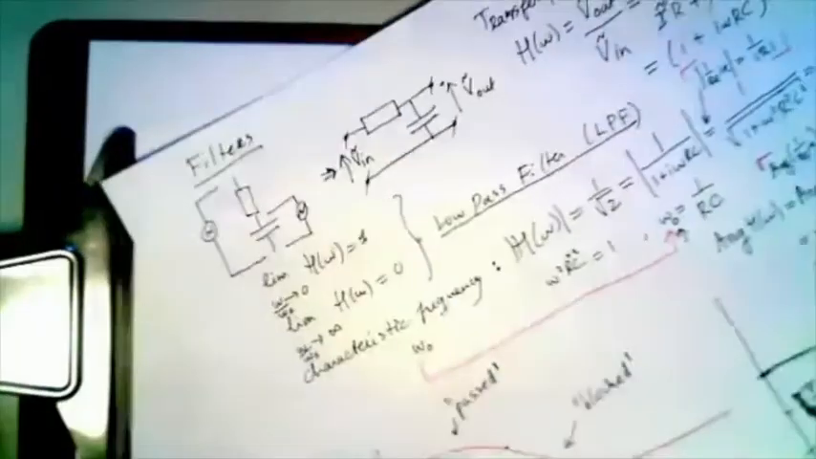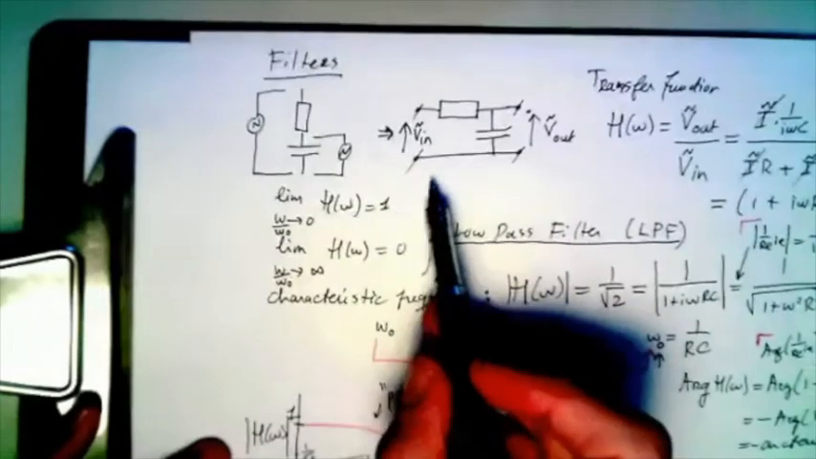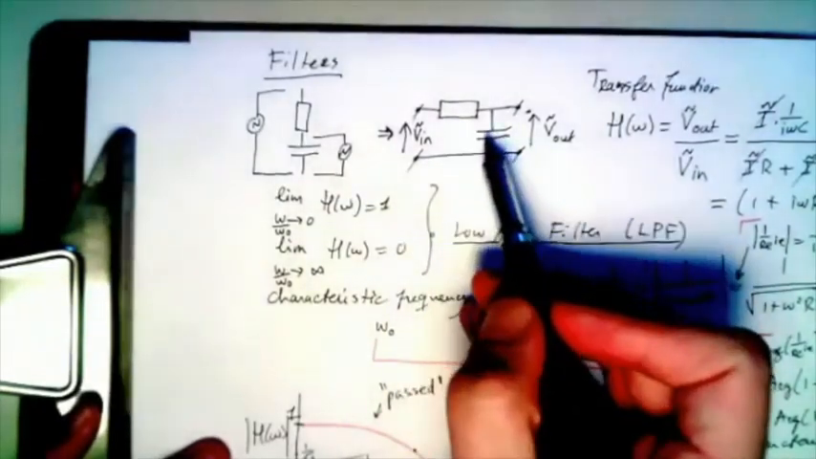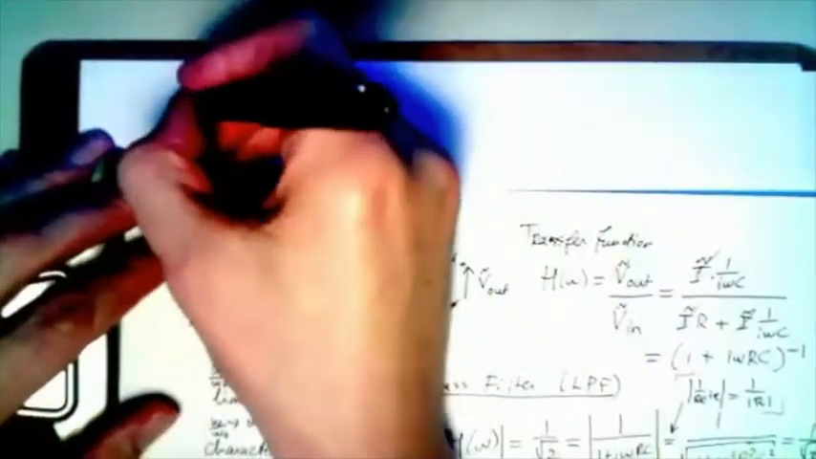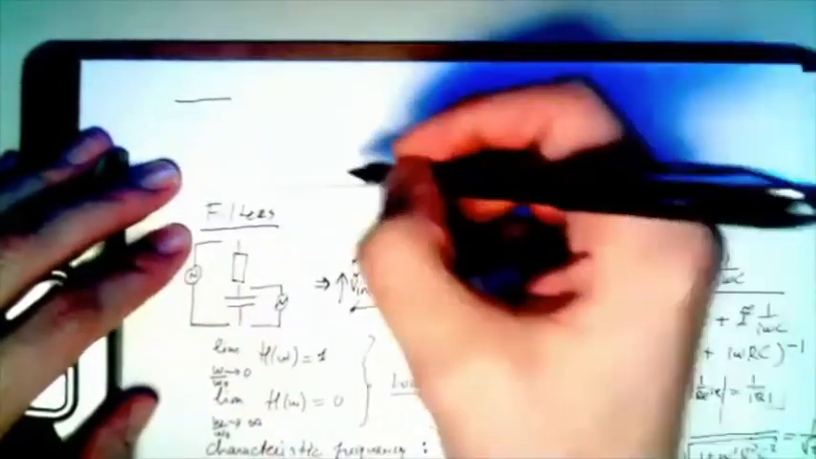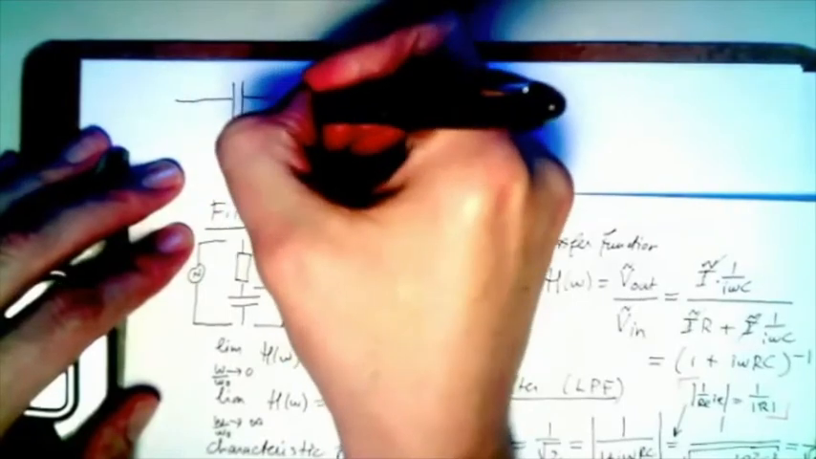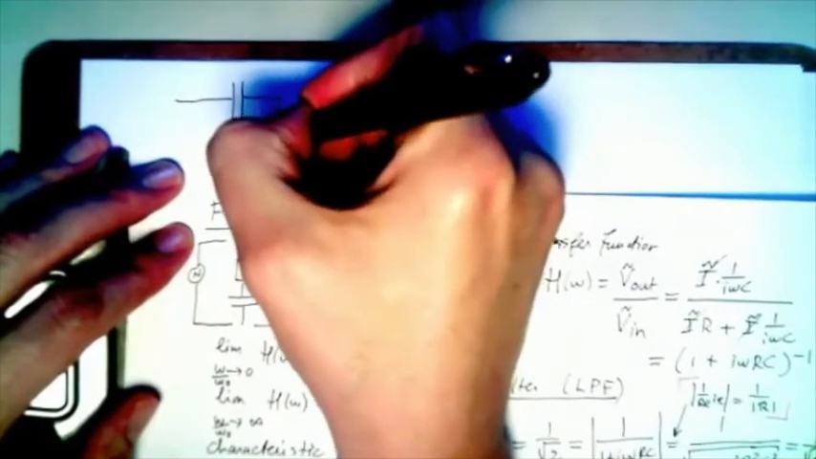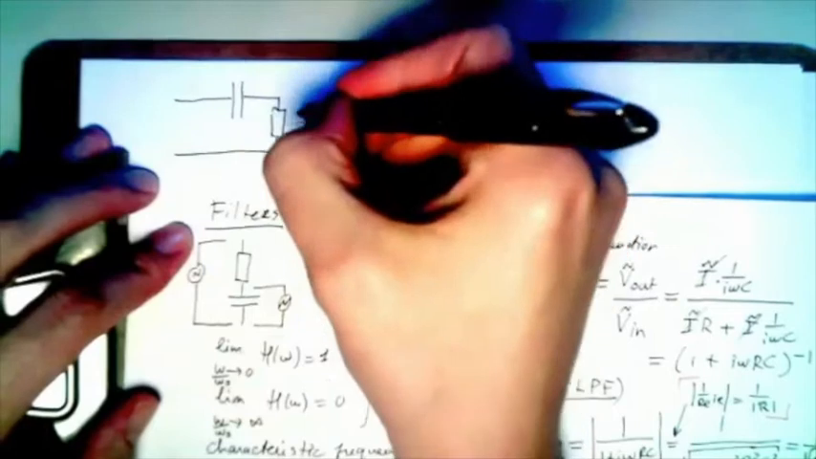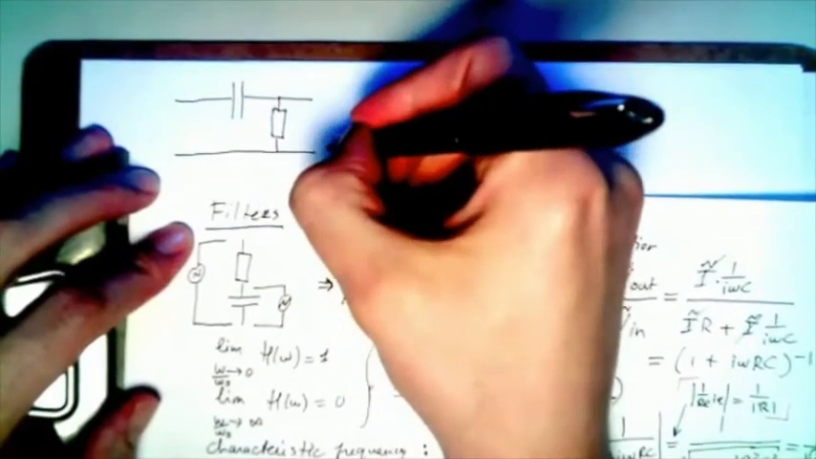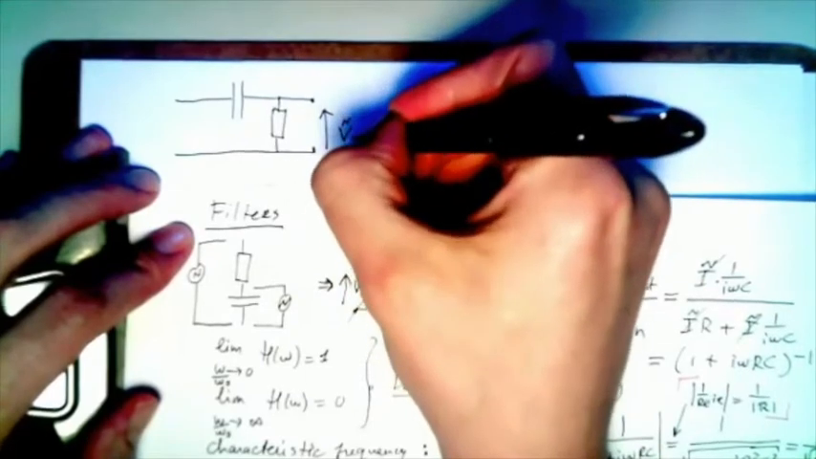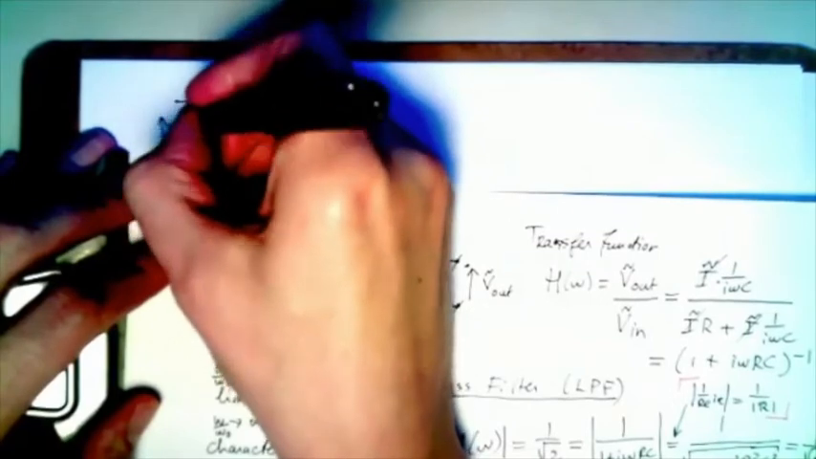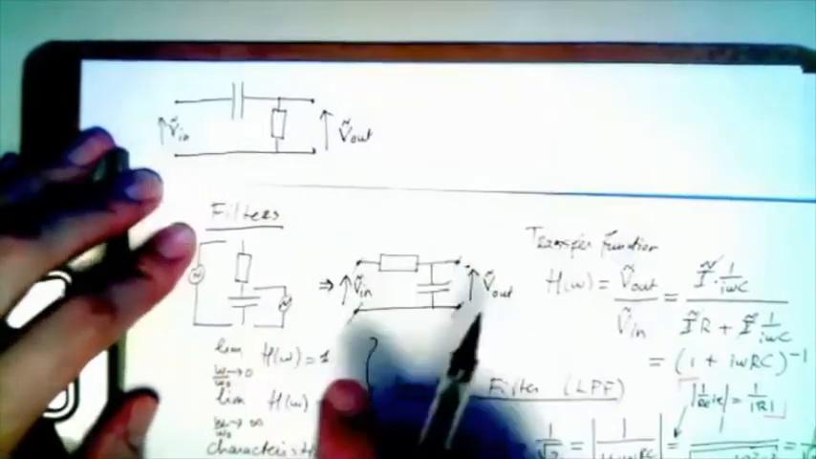Now we're going to do the transpose. So we're taking the same input, but now I'm swapping the resistor and the capacitor. And the output phasor is still here, and the input phasor is here.